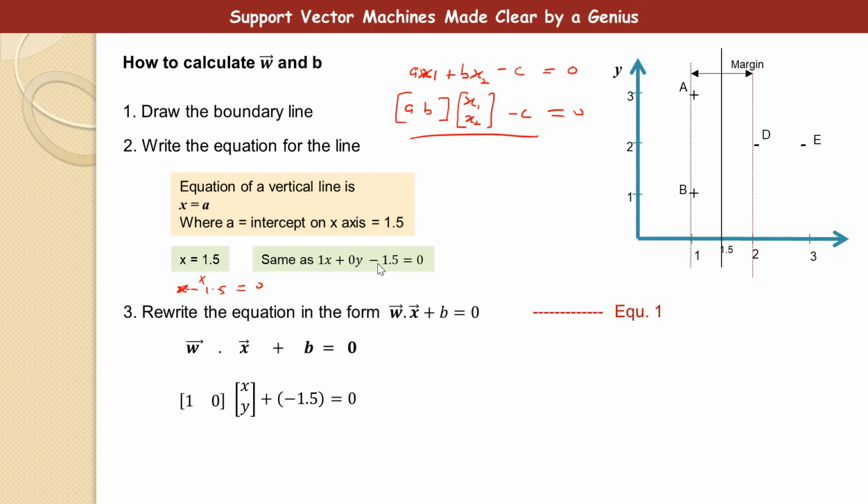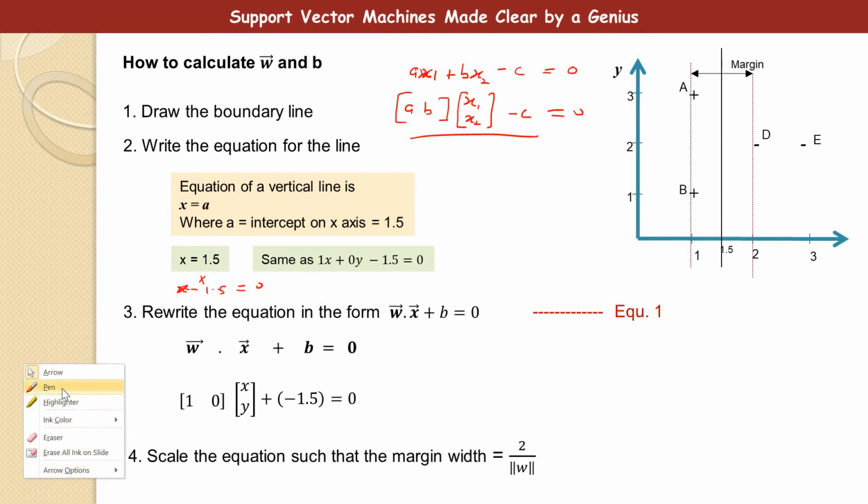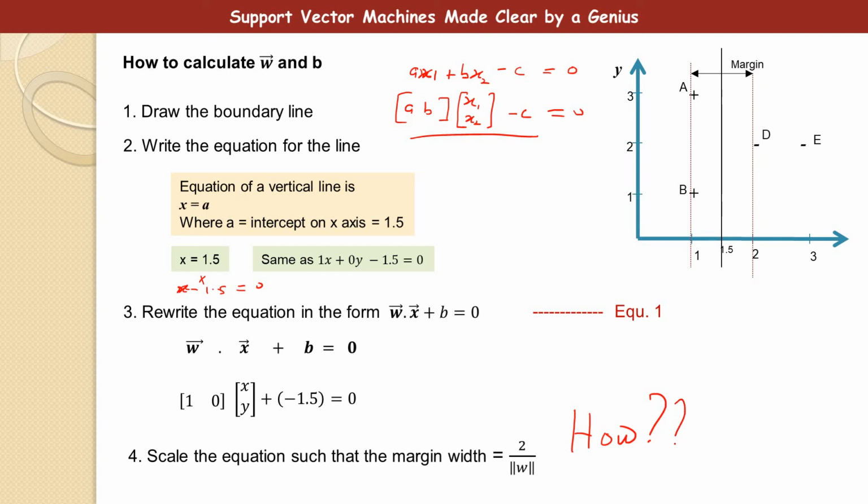Alright, so we have step 3 done. Then the next is step 4. Scale the equation such that the margin width is equal to 2 over w. So how do we scale this equation such that the margin width is equal to 2 over w? So I'm going to write this big how. How do we do this?